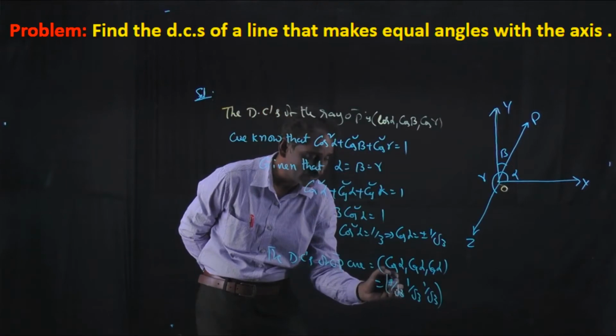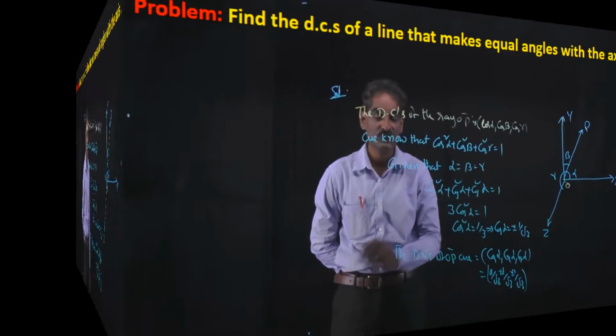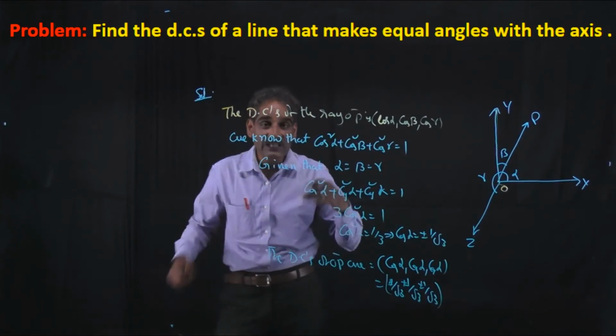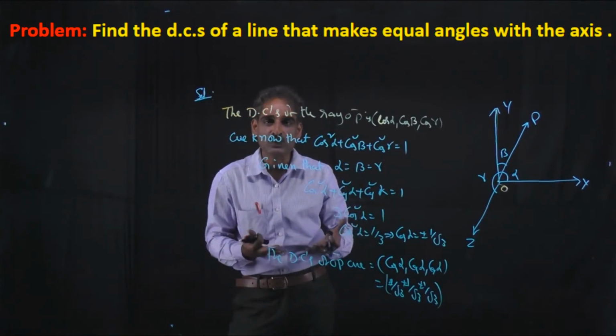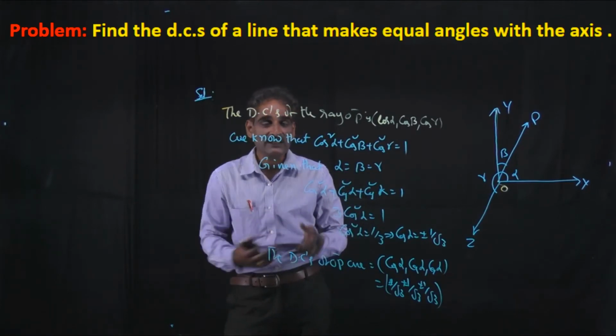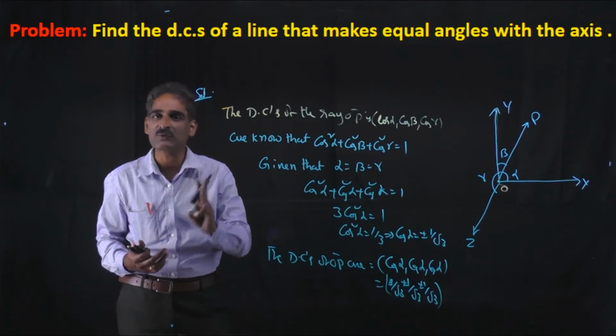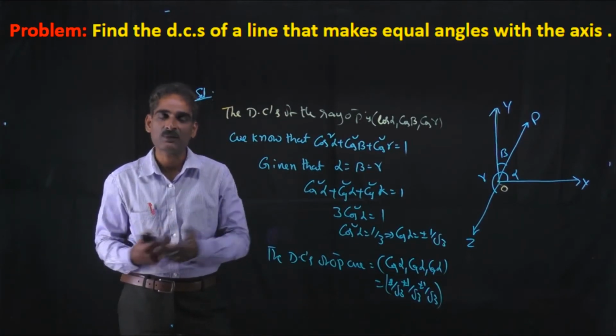Plus or minus 1 by root 3, plus or minus 1 by root 3, plus or minus 1 by root 3. That is also an important question. How many lines are possible which pass through the origin and make equal angles with the coordinate axes? There exist 4 lines which make equal angles with the coordinate axes and pass through the origin.